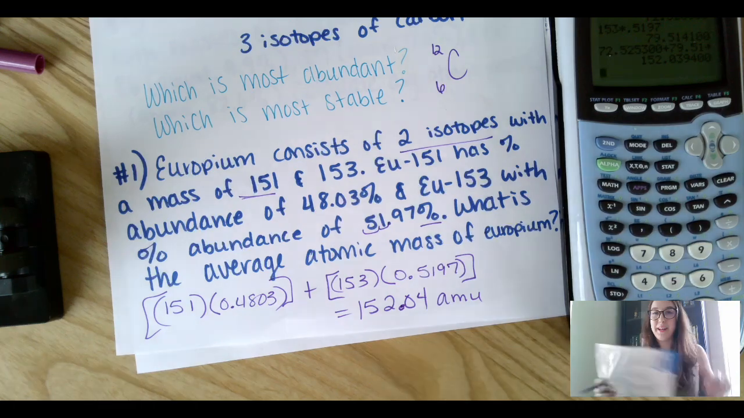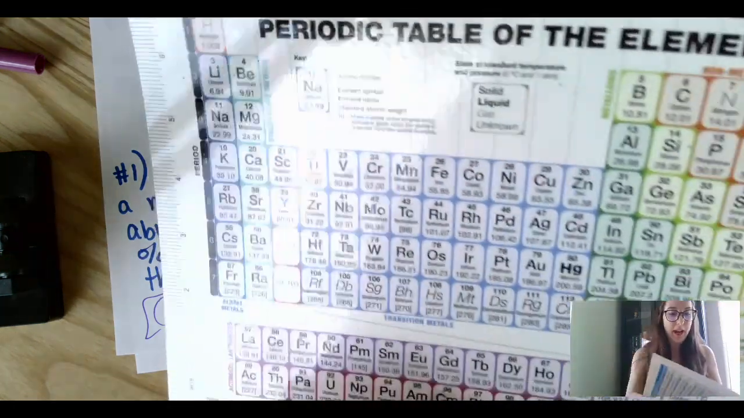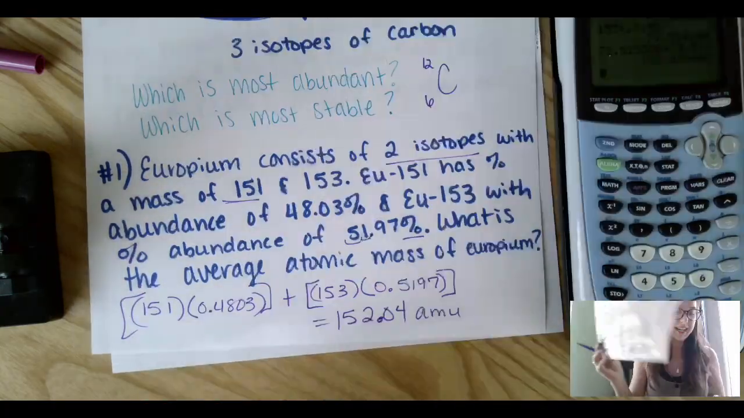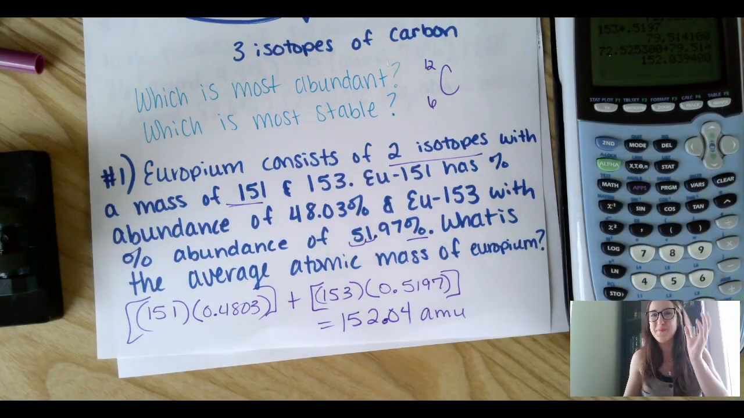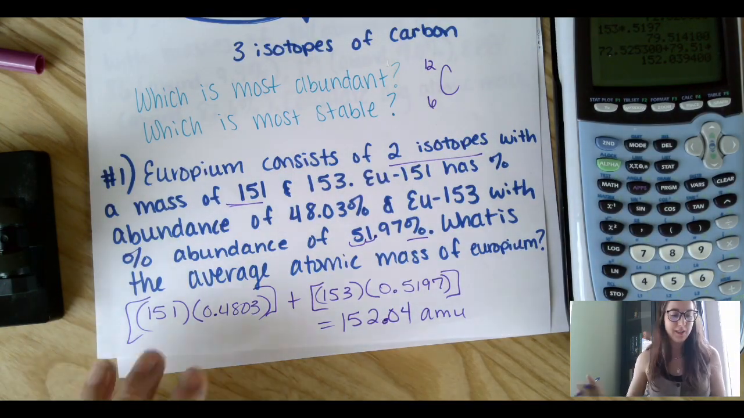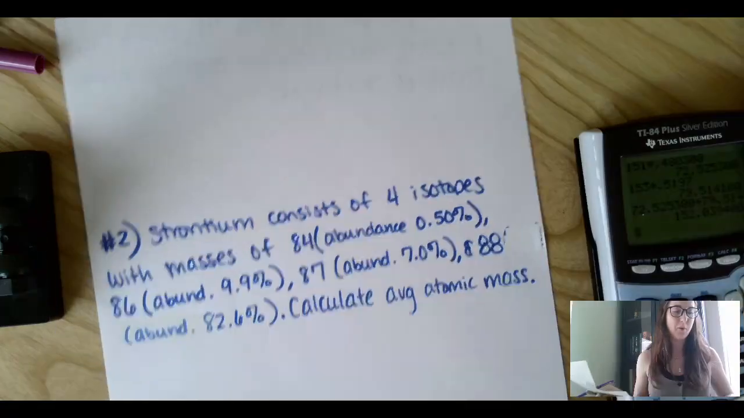And again, you should go check your work, okay? What I mean by that is I should go to the periodic table, and if I find europium, I get 151.96. I got 152.04. That's very, very close, and it should be very close, if not almost exact, when you're doing these calculations, okay? So that's your first example, for number 1.